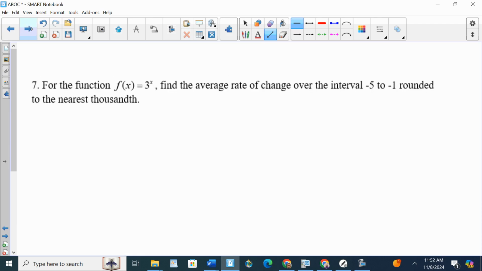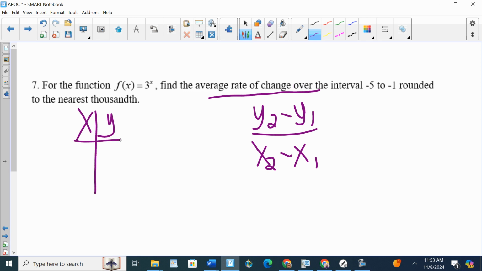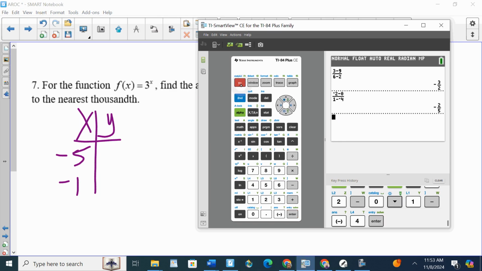And finally, if they give us an equation, it doesn't matter. Average rate of change is y2 minus y1 over x2 minus x1. It's telling me from negative 5 to negative 1, so my x values are negative 5 to negative 1. It has to tell us. I go to my calculator. I go to y equals.